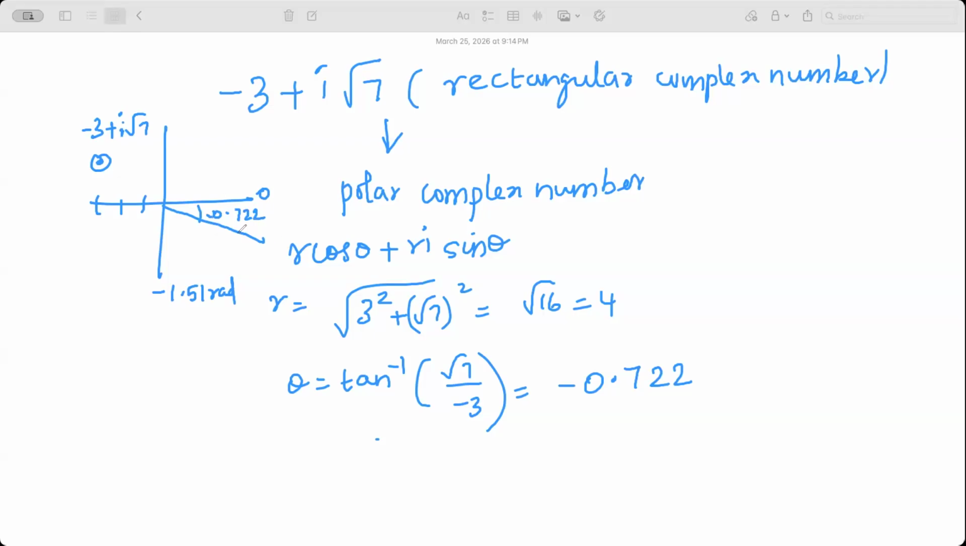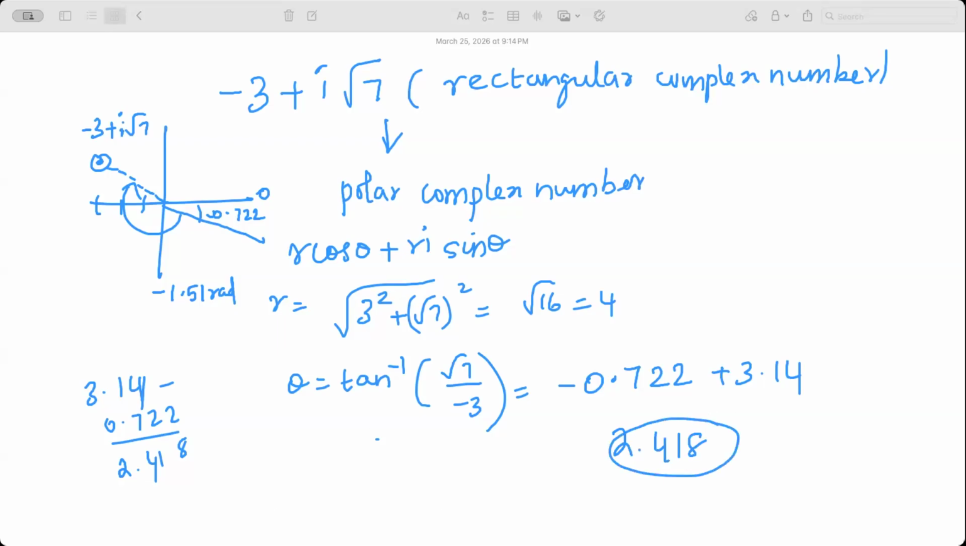However, this is a negative radian. However, we wanted the coordinate to be in the second quadrant, right? So you add the pi value to this. So what happens? 3.14 minus 0.722. If I added 2 pi, then it will come to the fourth quadrant, right? So 2.418 I'm getting. So 2.418 I'm getting for theta.